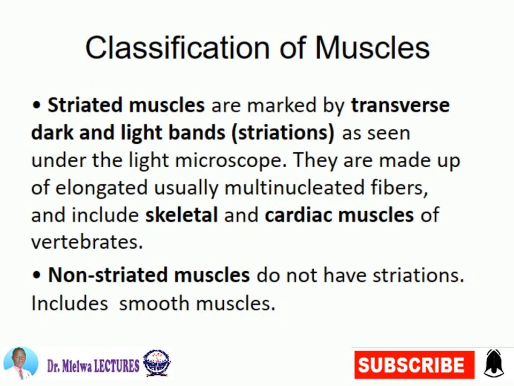Muscles can also be classified based on structure or appearance. Based on this, they can be classified as striated muscles, which are marked by transverse dark and light bands. These dark and light bands are called striations. In striated muscles, the muscle fiber appears as if it has some lines. That is what you call striations. They are transverse, dark and light bands, called striations, as seen under the light microscope. For example, often when you go to the butchery, here we are talking of human anatomy.